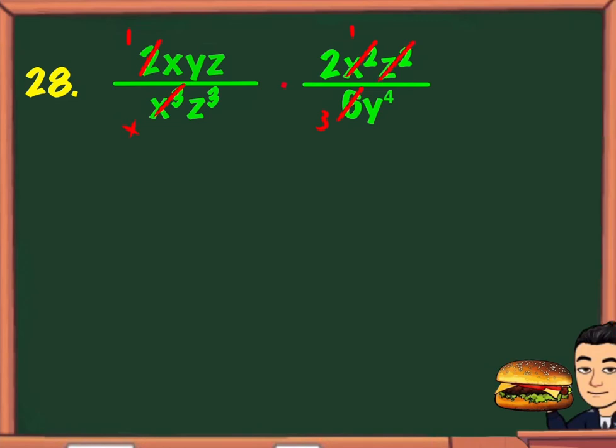Z squared simplified with z cubed. This gives you z left. So 1 over z. Y simplified with y to the 4th power, so it becomes 1 over y cubed. Let's go ahead and simplify more. So x simplified with x becomes 1 over 1. Z simplified with z, so another 1 over 1. So when you multiply across, you get 2 over 3y cubed.